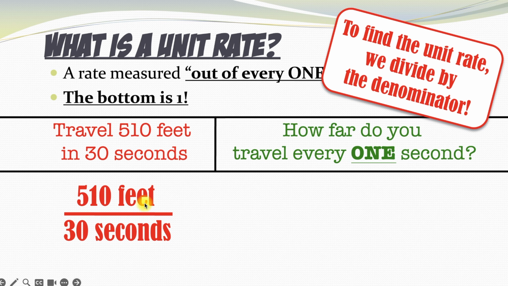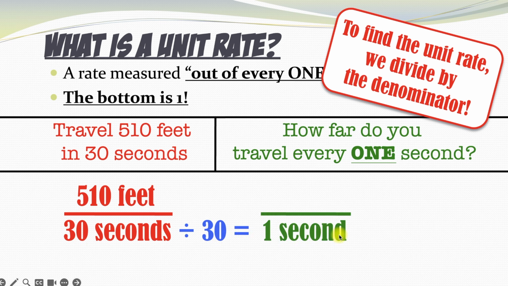This means to find the unit rate, let's start by dividing the bottom by 30. And 30 seconds divided by 30 will equal 1 second. That's exactly what we want.